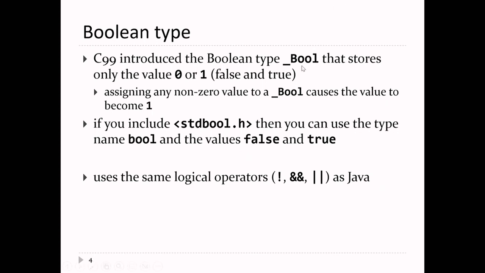_Bool is awkward to write. So if you include stdbool, you can just use lowercase bool, and you can use true and false. If you don't include stdbool, then you can't use false and true; you have to use numeric values. The Boolean types otherwise behave the same as they do in Java. So you can have not, and, or, just like you do in Java.